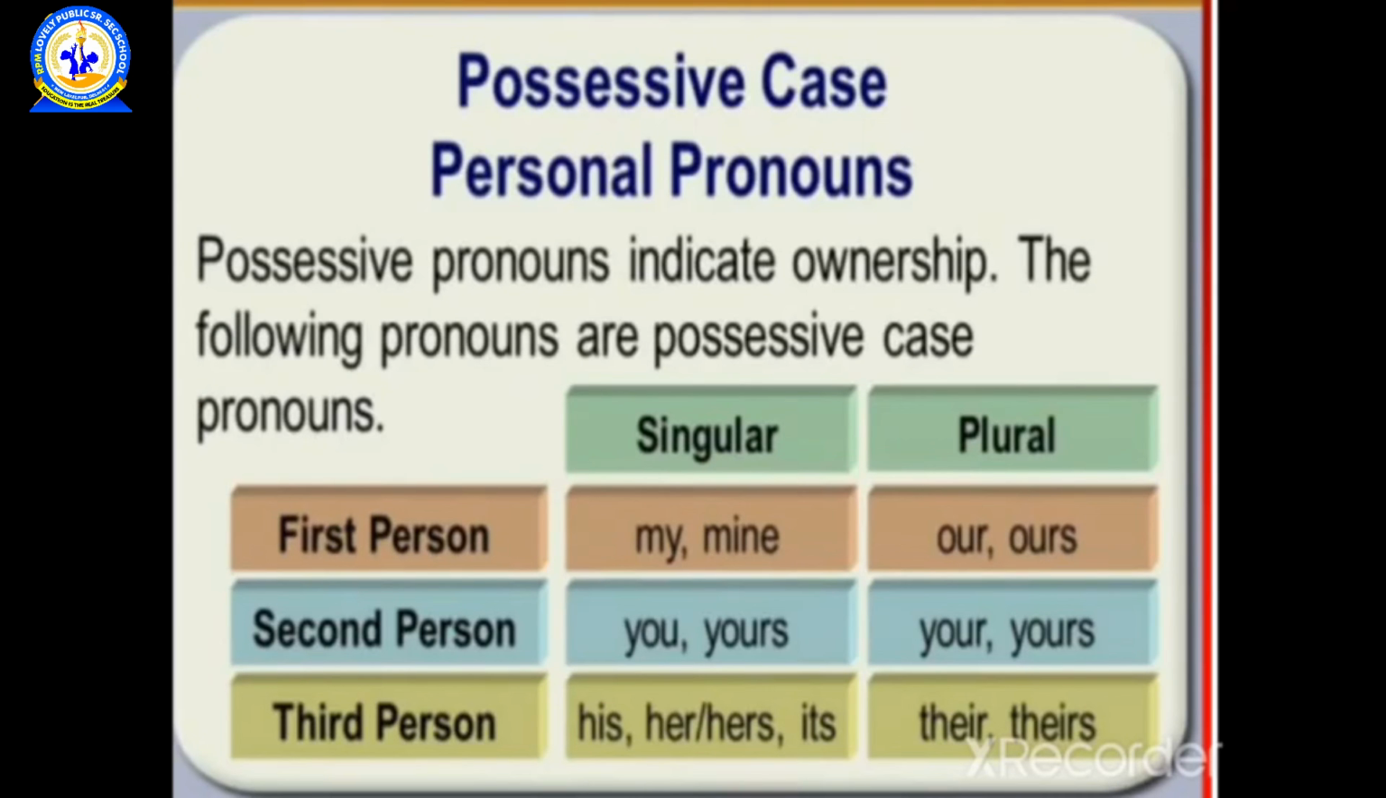Possessive case personal pronouns. Possessive pronouns indicate ownership. The following pronouns are possessive case pronouns. If we are talking about the first person in singular, it is my and mine, and if we are talking about the plural, it's our and ours. Similarly, in the second person, your and yours come under singular and yours under plural. In the third person, his, her, hers, its can be used in a singular form, their and theirs in the plural form.